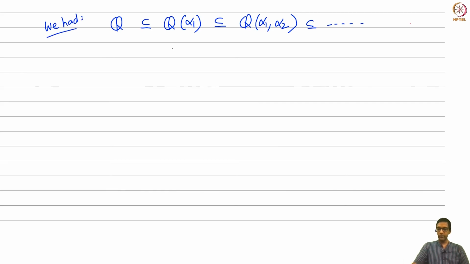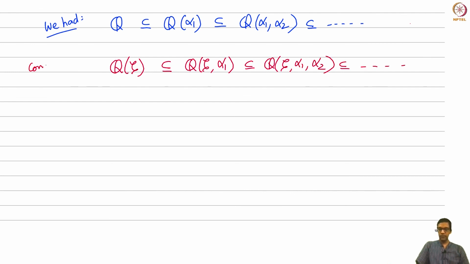Now we will define a new tower in which we will also adjoin that zeta. Okay, so now instead of Q, start with a larger field Q(zeta), and to Q(zeta) you adjoin alpha 1, to Q(zeta, alpha 1) you adjoin alpha 2 and so on. So consider this new tower. Okay, and of course Q is contained in Q(zeta). Okay, now I'll call these my L's. This is L0, L1, L2 and so on.